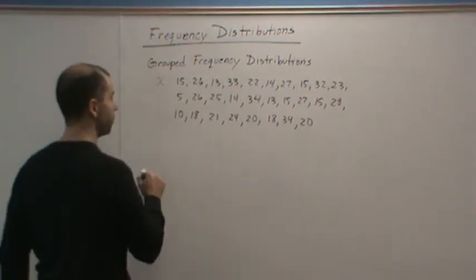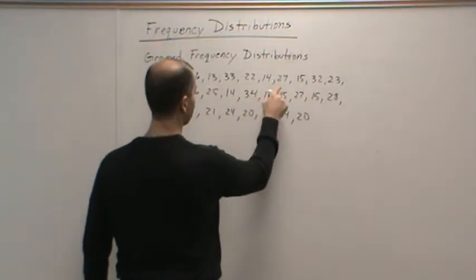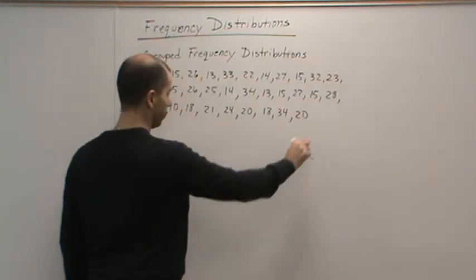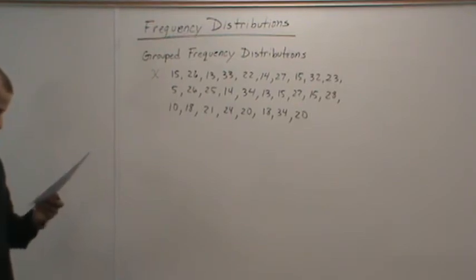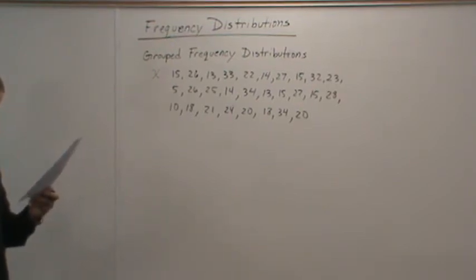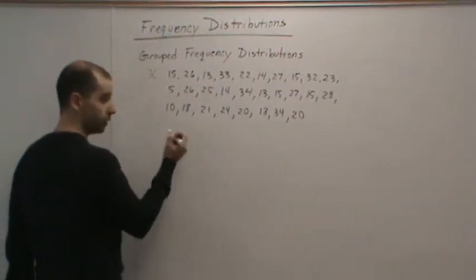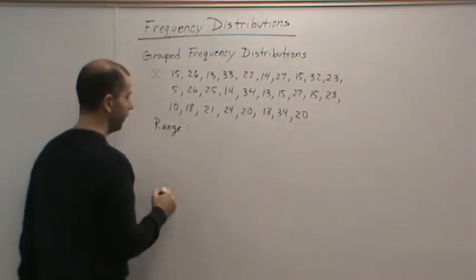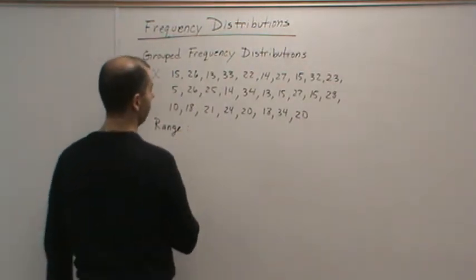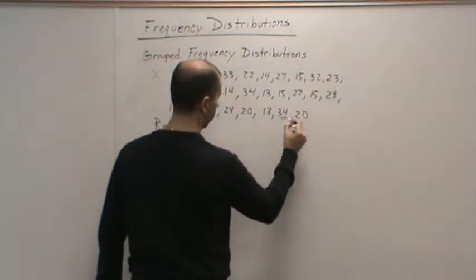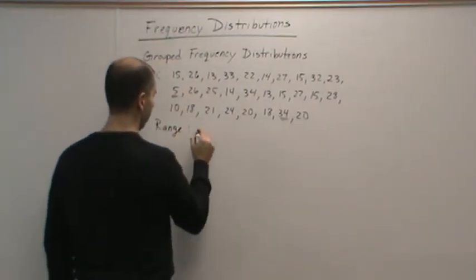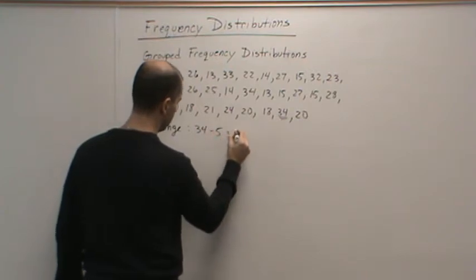Okay, so again, let's count just to make sure I have the right number. So I got 28. So I have 28 numbers, and yep, I have 28 numbers. So the first thing I'm going to do is calculate the range, right? So let's see what the range is. And the biggest number in this data set is 34. Okay, so 34. And the smallest number in this data set is 5, which is right here. Okay, so 34 minus 5 is 29.